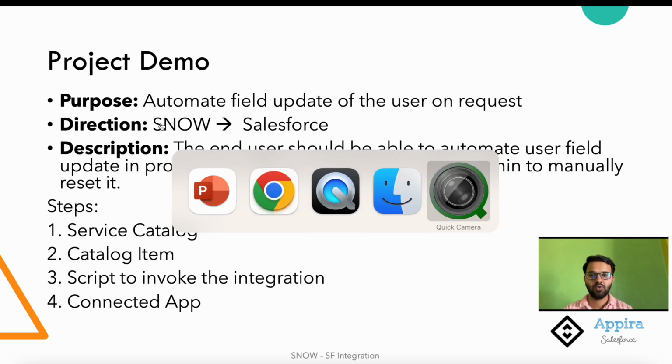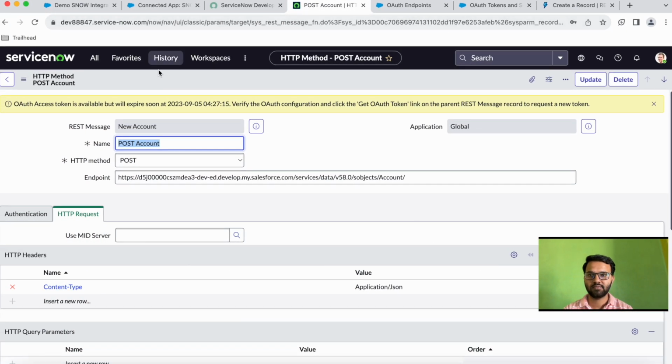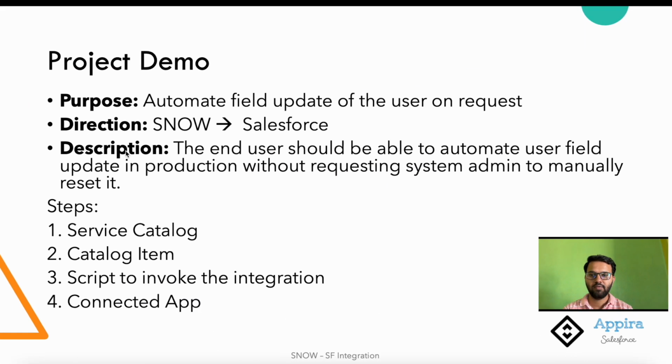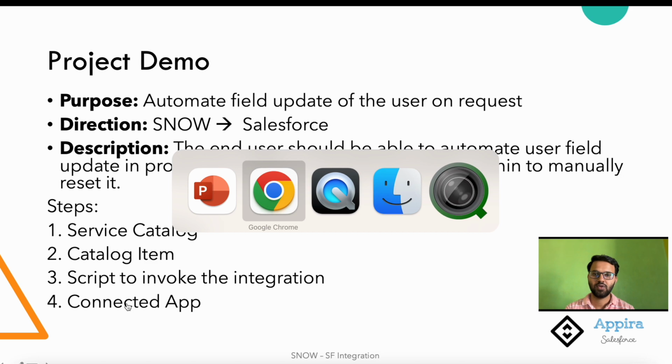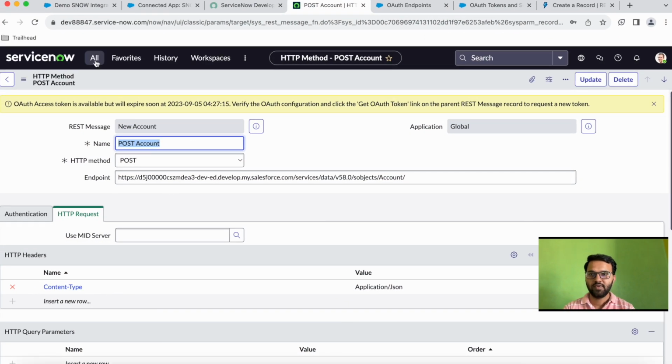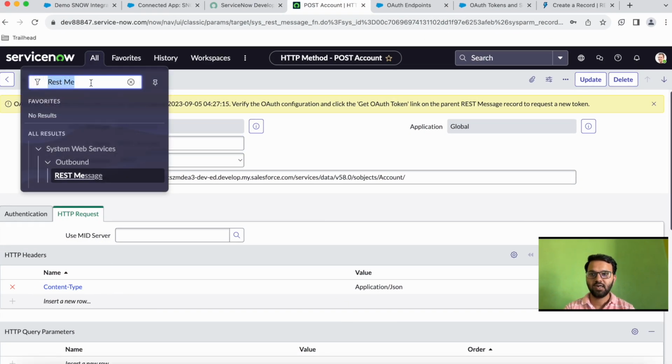We'll go to our ServiceNow instance. Now we would require a few steps to create here. Step 1 is we have to create a catalog. Step 2 is we have to create a catalog item, and we'll need a script to invoke the integration. The fourth item, which we already implemented, is the connected app. So let us visit here in ServiceNow.